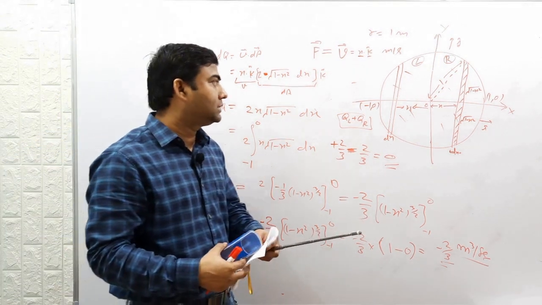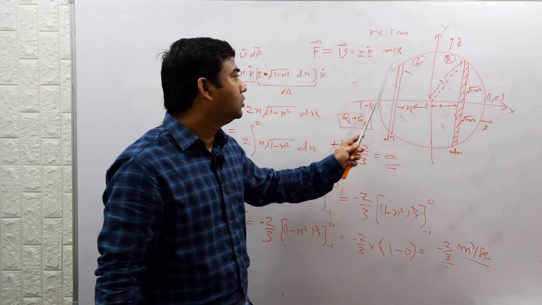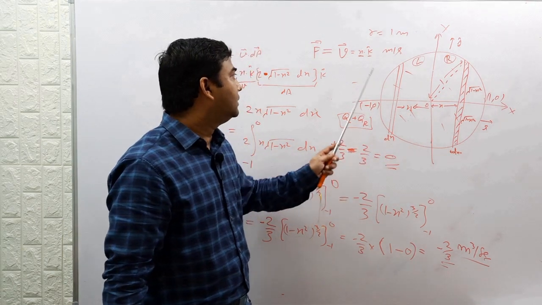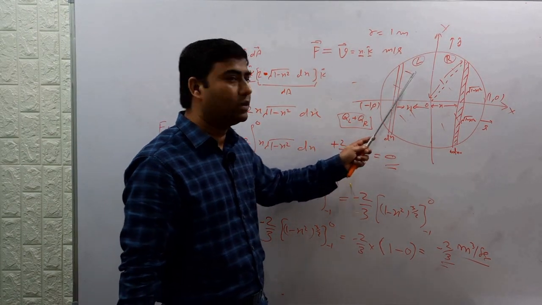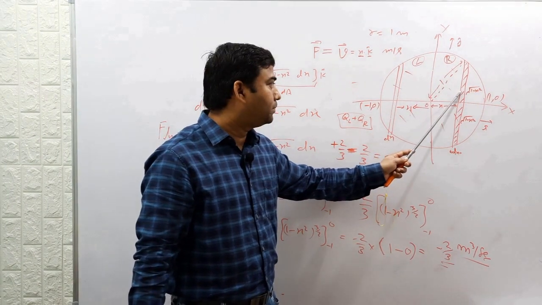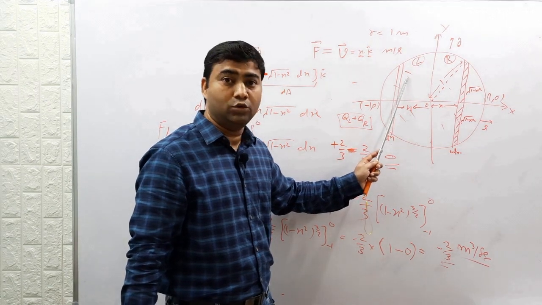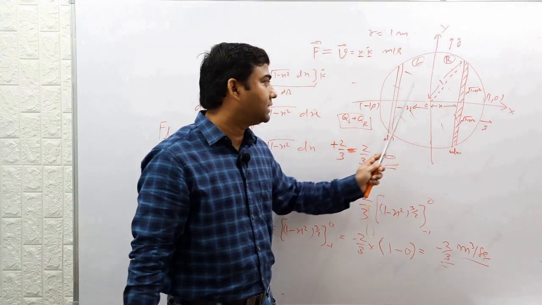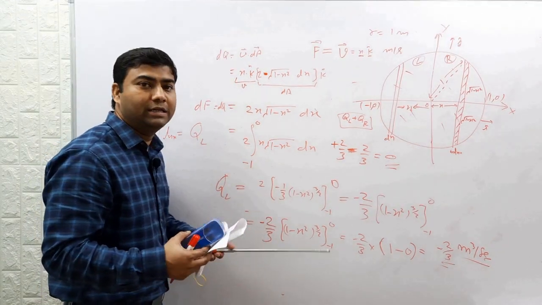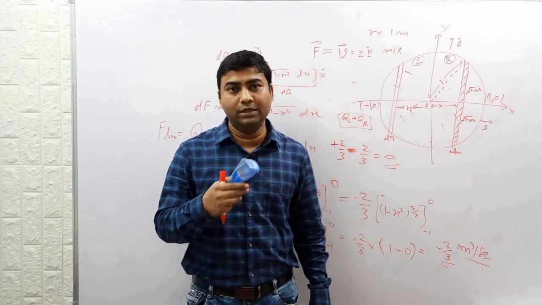We have found the flux of this vector field, which is velocity here, through this region, which is a circular area given by x² + y² ≤ 1, having radius 1. The right half has positive flux, the left half has negative flux in equal magnitude, as total flux is 0. That is flux by single integration. Now we will find flux by double integration.